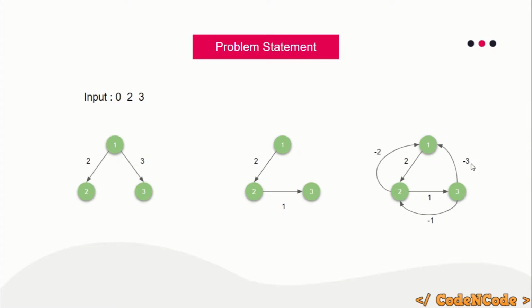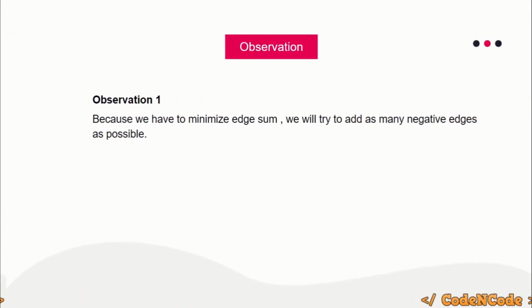All we have to do is print the overall sum of the edges, the minimum sum that you can come up with. There are many problems, like how to construct the graph and how to assign the edges. We'll see how we will deal with all of these problems. Let's go ahead and see some observations that will help us to solve this problem.